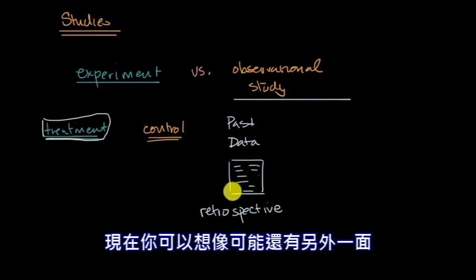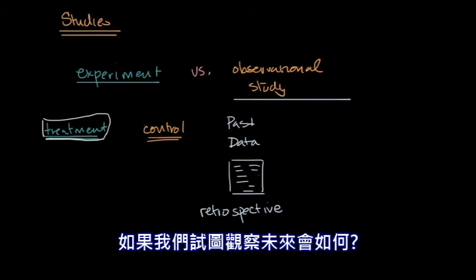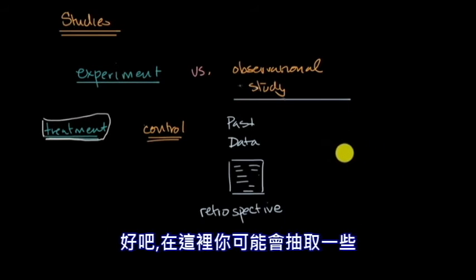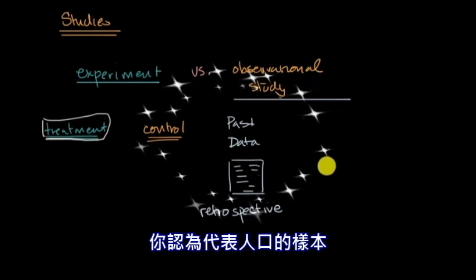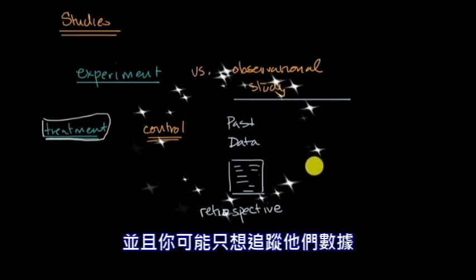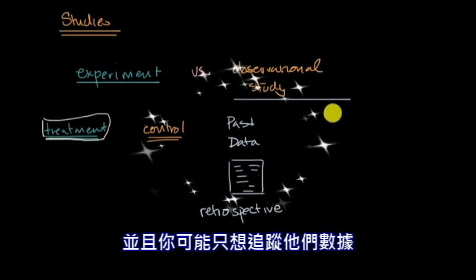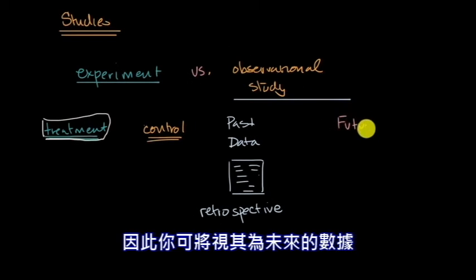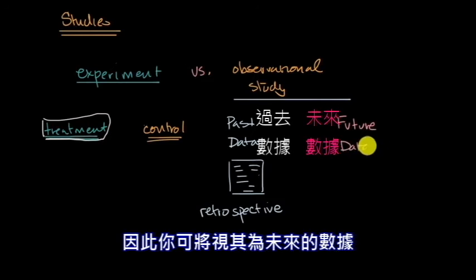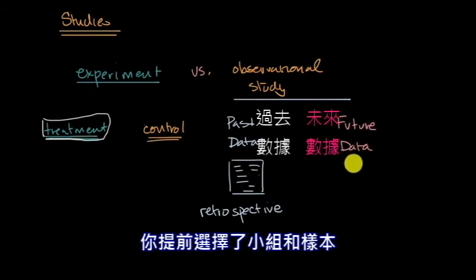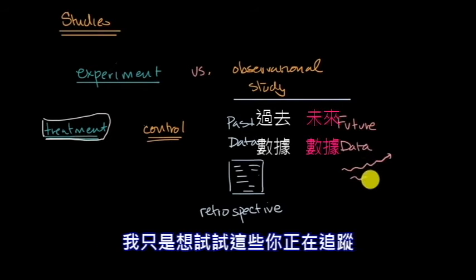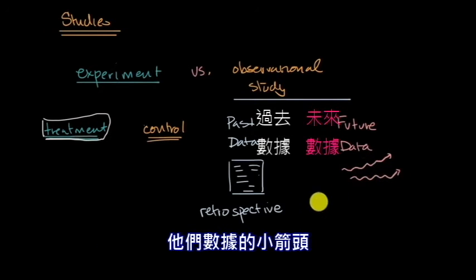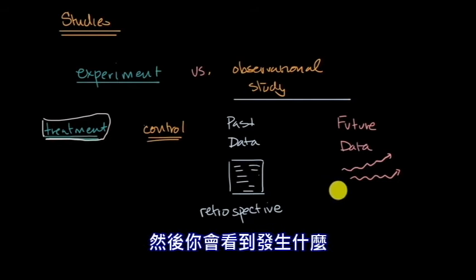Now you could imagine there might be the other side. What if we are trying to observe things into the future? Here you might take a sample of folks who you think are indicative of a population, and you might want to just track their data. So you could consider that to be future data. You pick the group, the sample, ahead of time, and then you track their data over time. I'm just going to draw it as these little arrows that you're tracking their data. And then you see what happens.